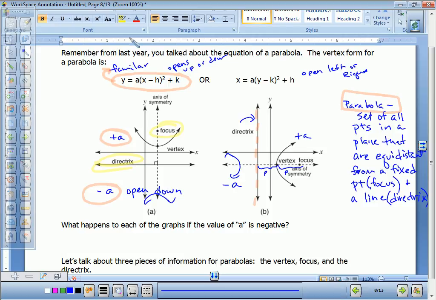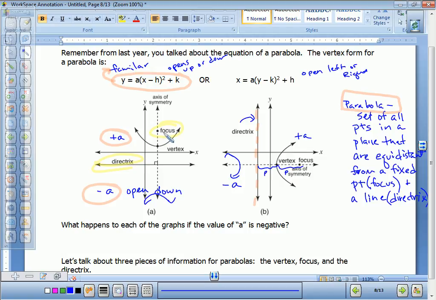So, you are welcome to graph them that way. I'm going to show you another way that I think is easier, but you are welcome to graph them the way we've already learned. Now, you do have to understand the definition of things we're talking about though, because we're talking about parabolas and not quadratic functions.